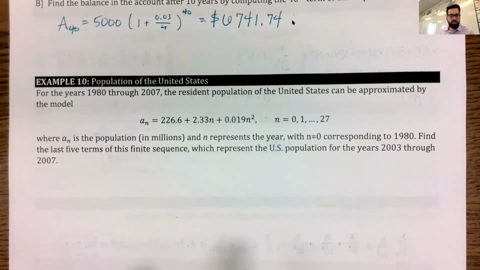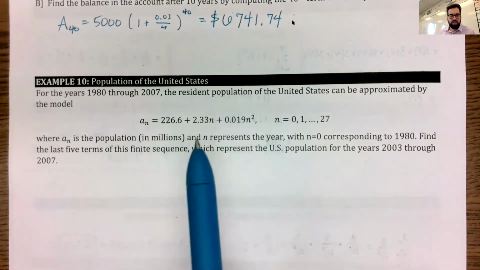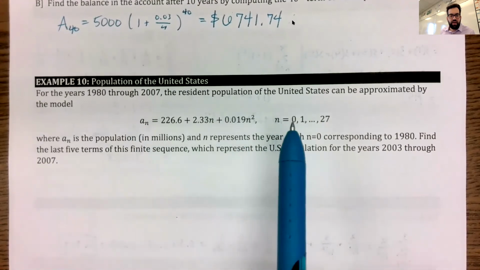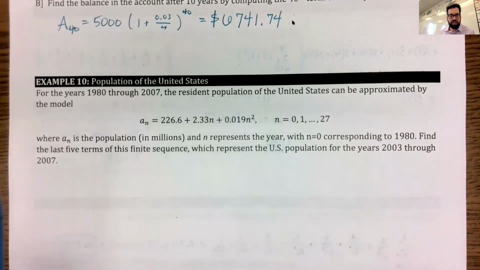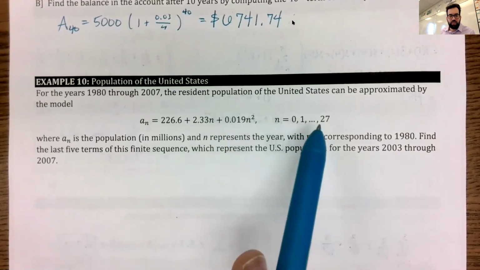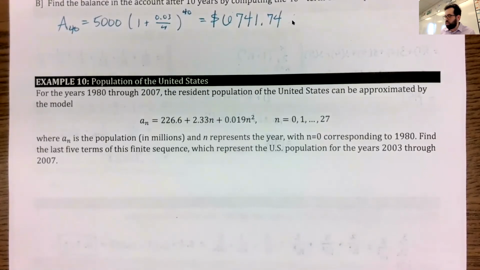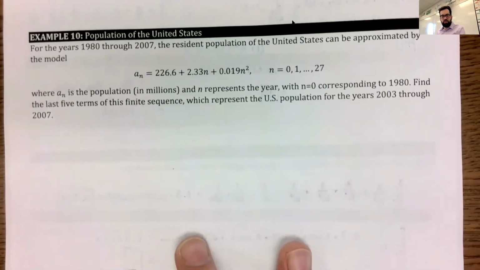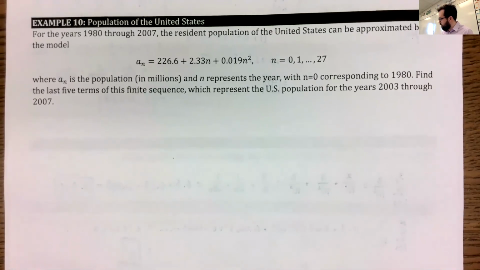Population of the United States. For the years 1980 through 2007, the resident population of the United States can be approximated by this model, where A sub n is the population in millions, and n represents the year, with n equals 0 corresponding to 1980. Find the last 5 terms of this finite sequence. It's finite because the n stops at 27. And this represents the US population for the years 2003 through 2007. Okay, we can definitely do that. So it's going to be 23 through 27 are the last 5 terms.